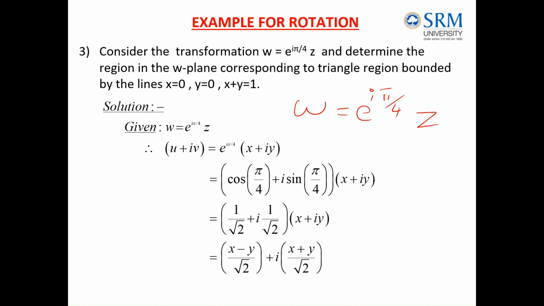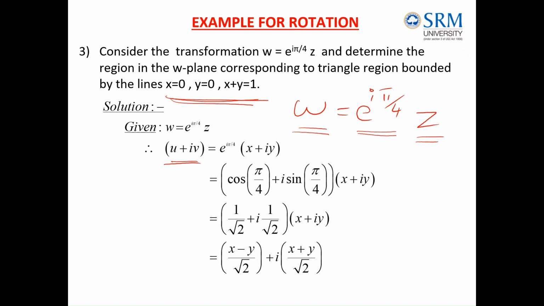So we need to find what is the image of the triangular region bounded by x equal to 0, y equal to 0, x plus y equal to 1, the same triangular region which we have discussed in the previous problem, but the transformation is e power i pi by 4 z. So now we need to find what is the real and imaginary part by rewriting what is this exponential term and what is z and what is w. So write w as u plus iv, z as x plus iy, and expand and rewrite this e power i pi by 4.